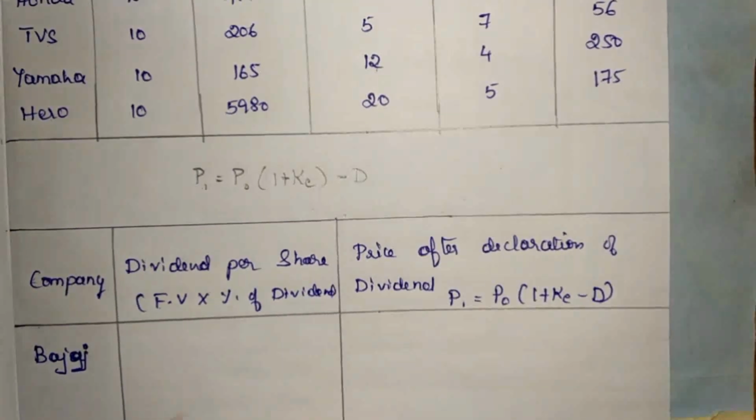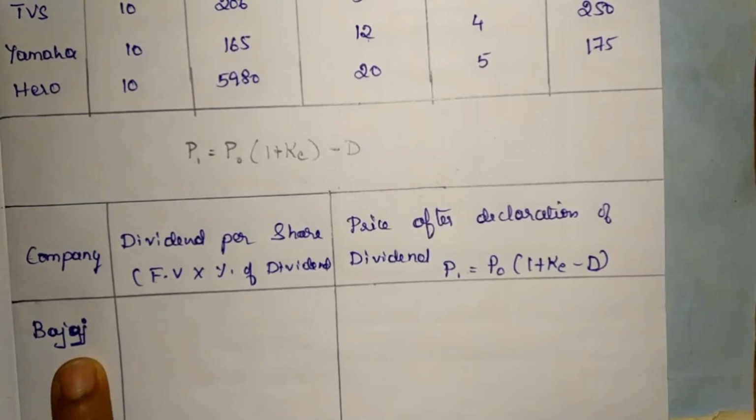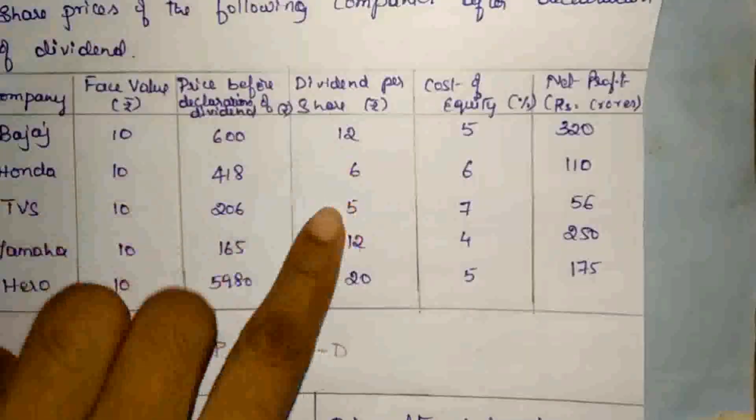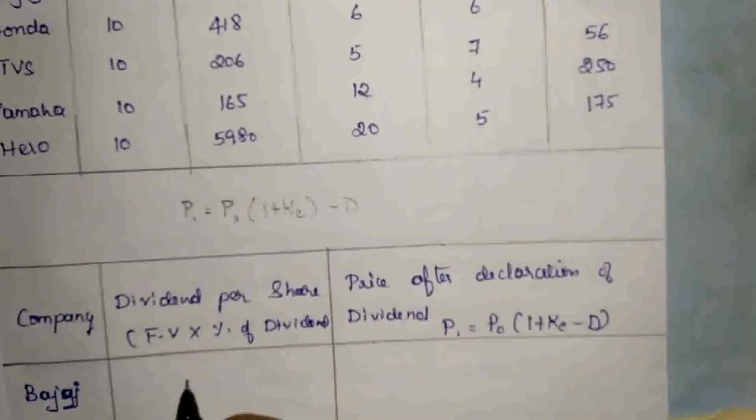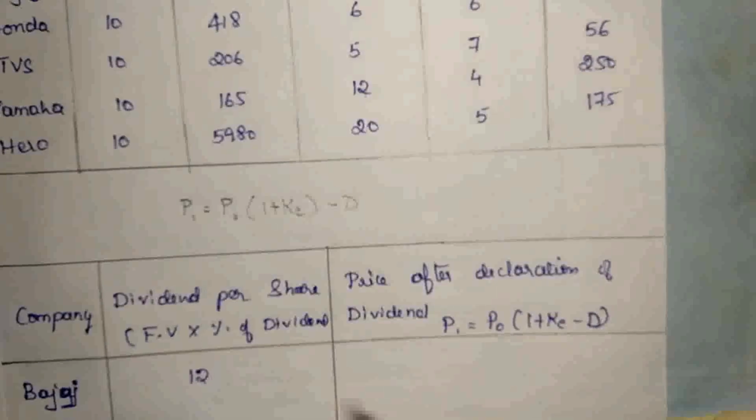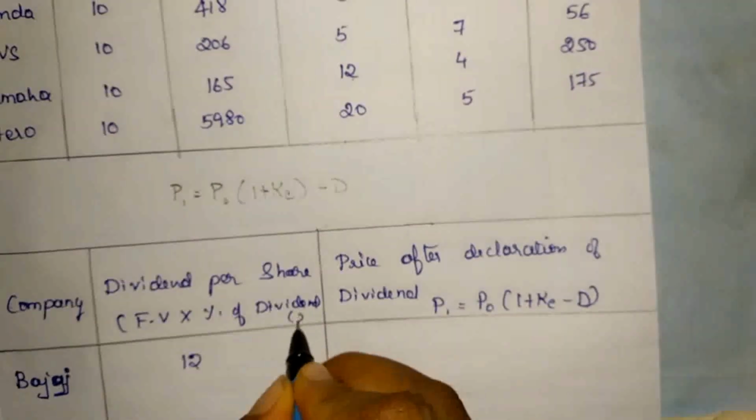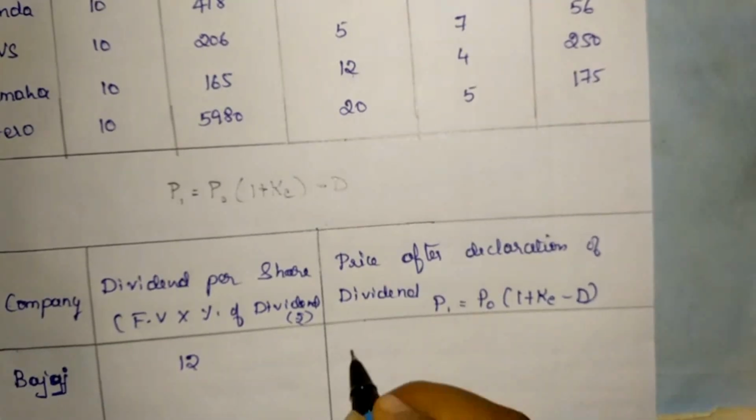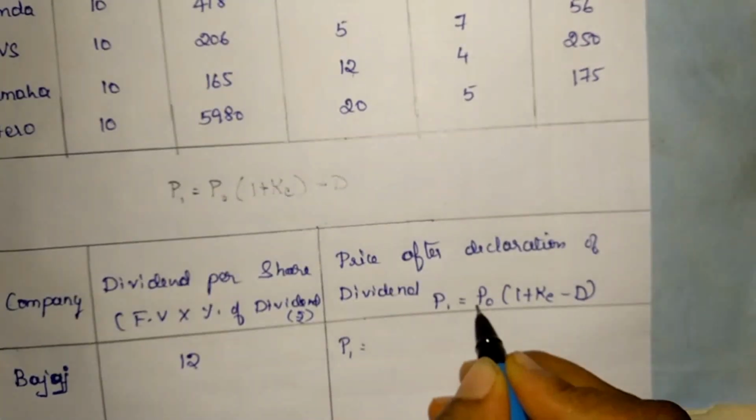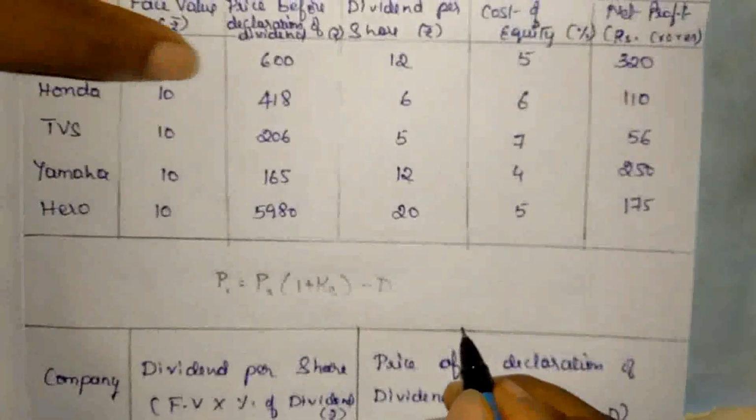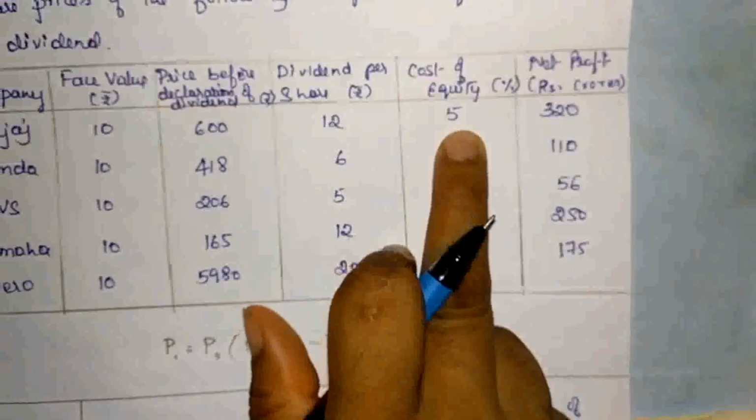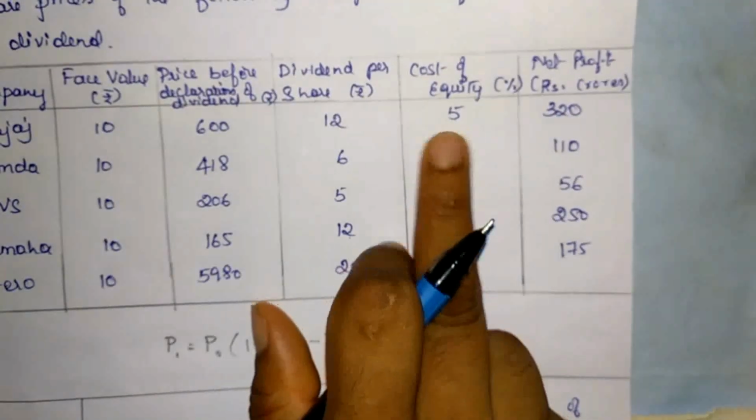Let us calculate for the first company, that is Bajaj. Bajaj company's dividend per share is directly given in rupees, that is rupees 12, so no need to calculate again. Then the price after declaration of dividend for the first company, P1, is equal to P0. What is the price at the beginning? It is rupees 600 into 1 plus KE. What is the percentage of cost of equity for the first company? That is 5%, 5 by 100.